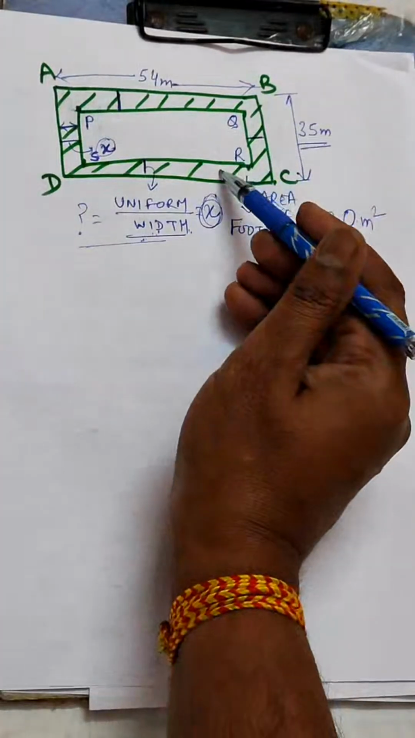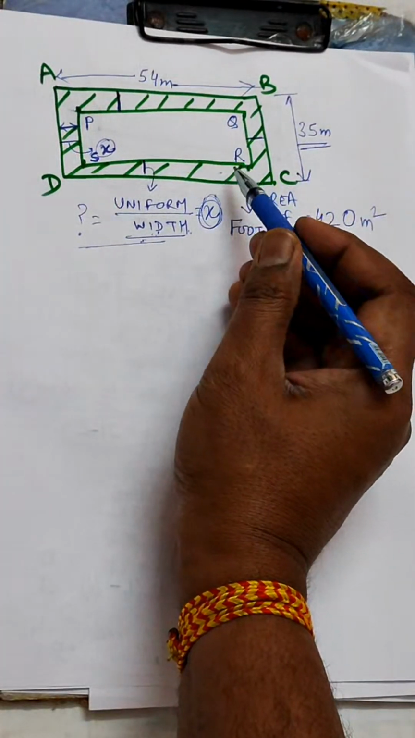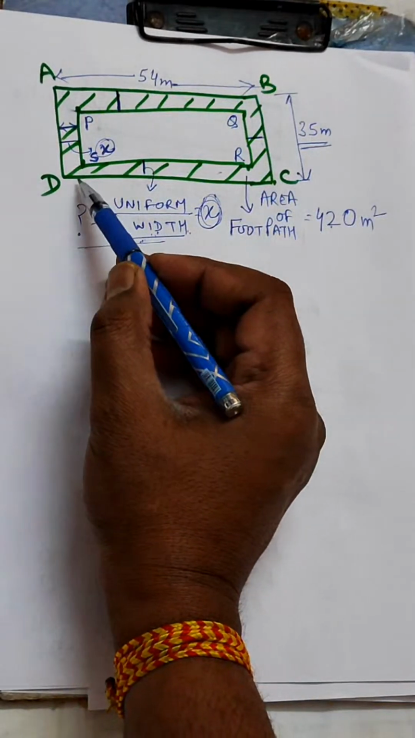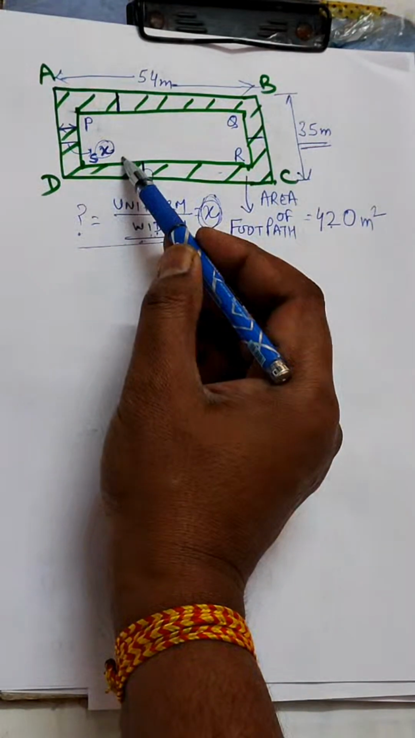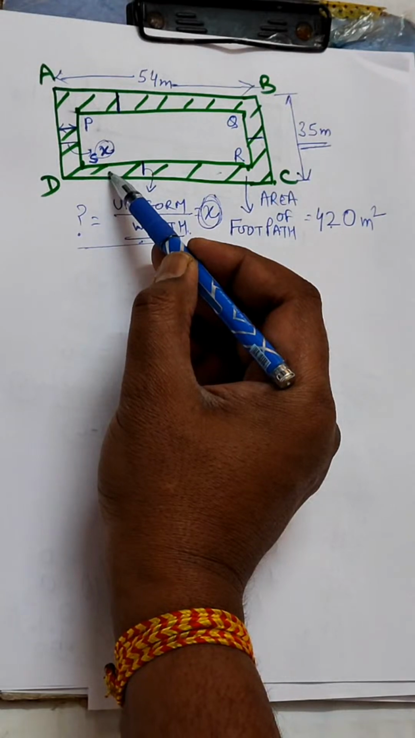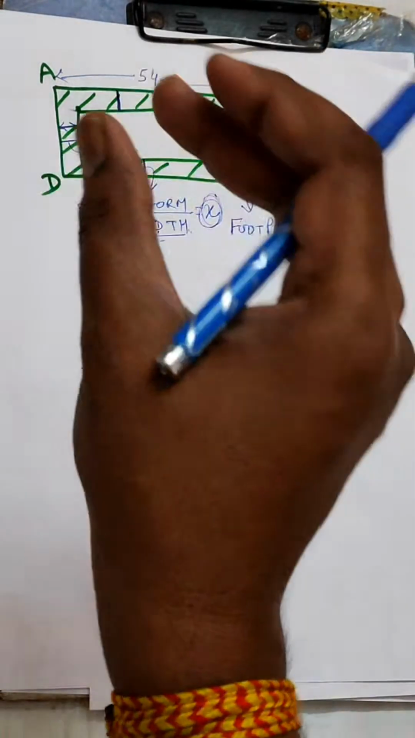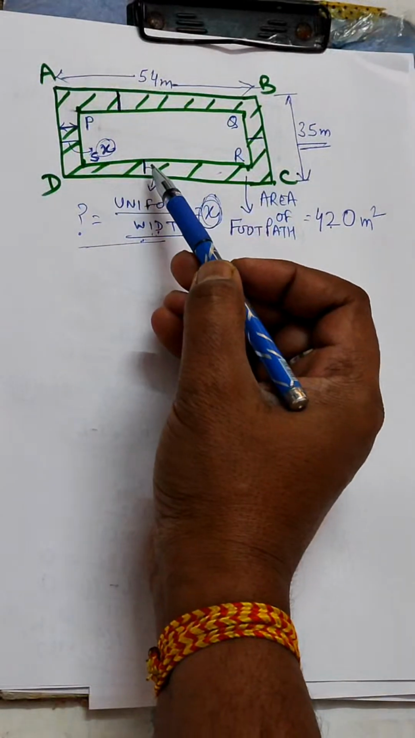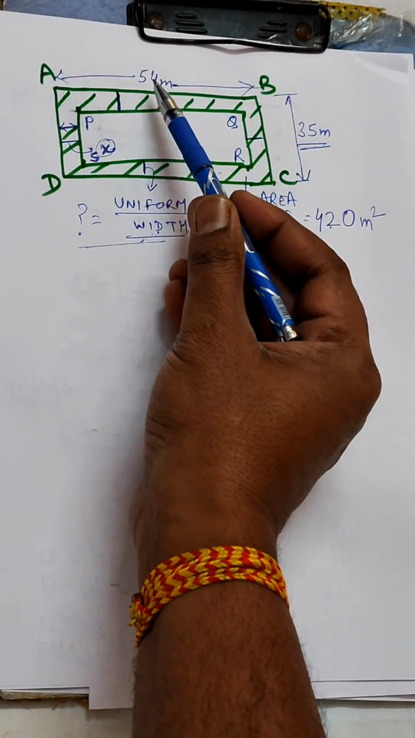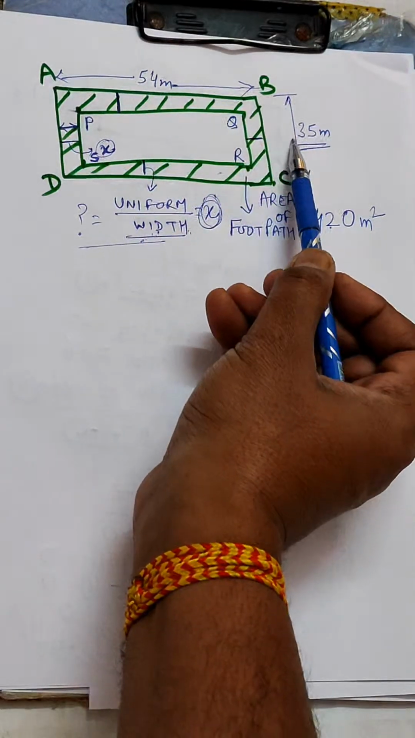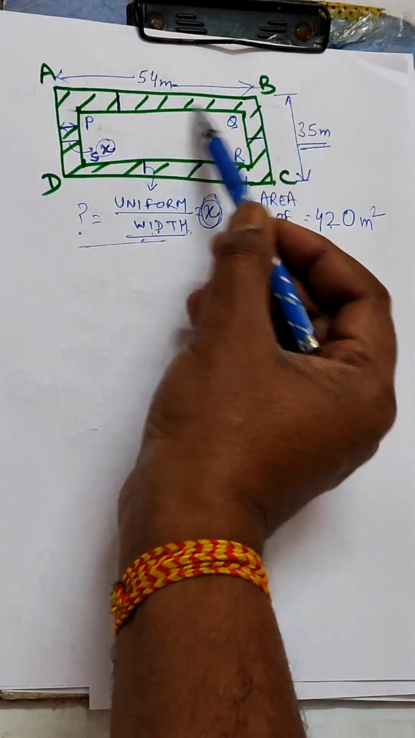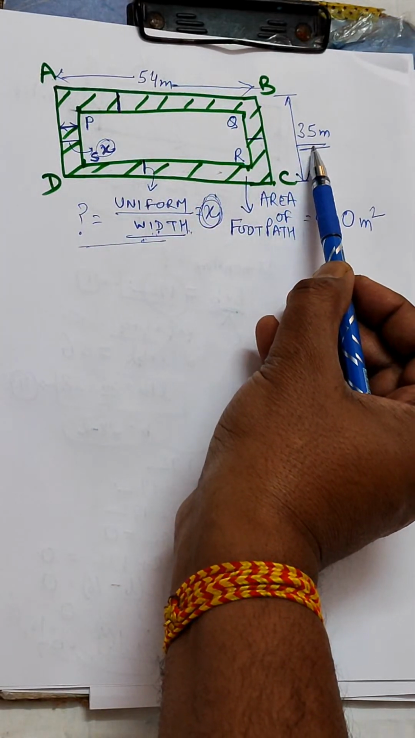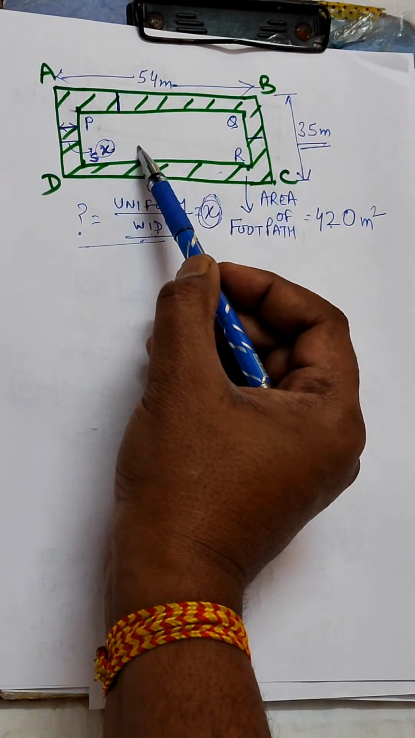So this area is calculated like this: when you calculate the area of the outer rectangle and subtract the area of the inner rectangle, you will get the area of the footpath, right? We are also going to use the same concept over here. And we know the area of a rectangle is L into B. So we know the outer dimensions, the dimensions of the outer rectangle ABCD, that is 54 meter and 35 meter. But we do not know the dimensions of the inner rectangle.